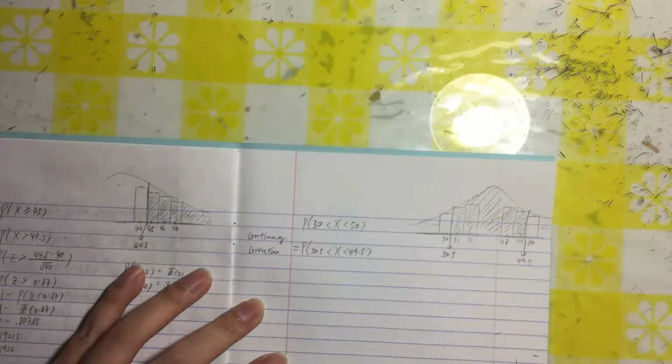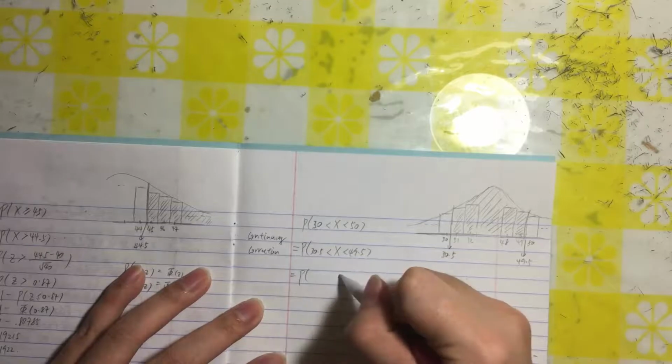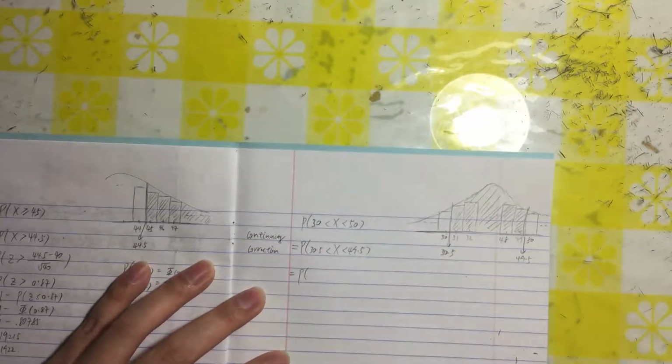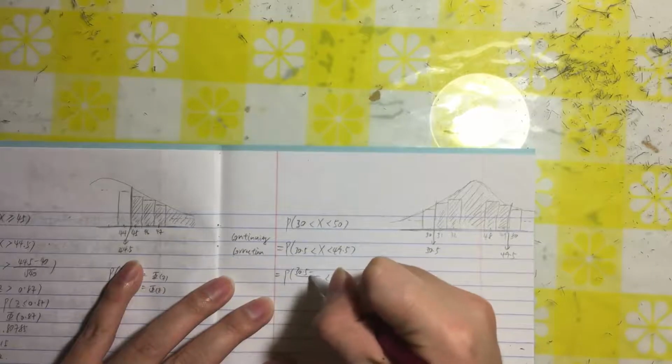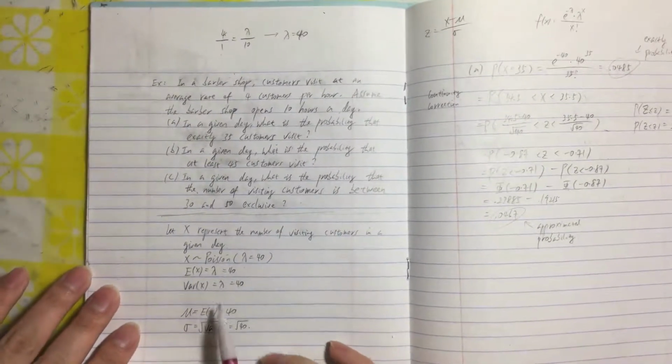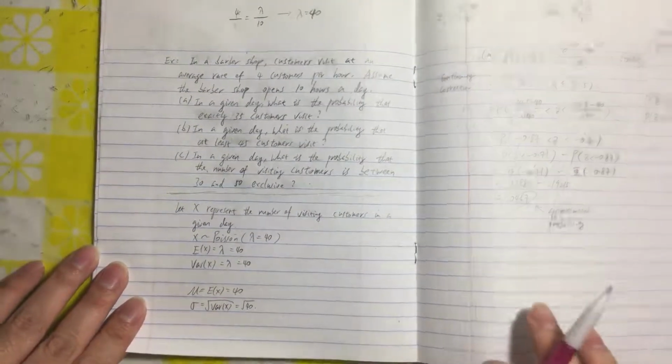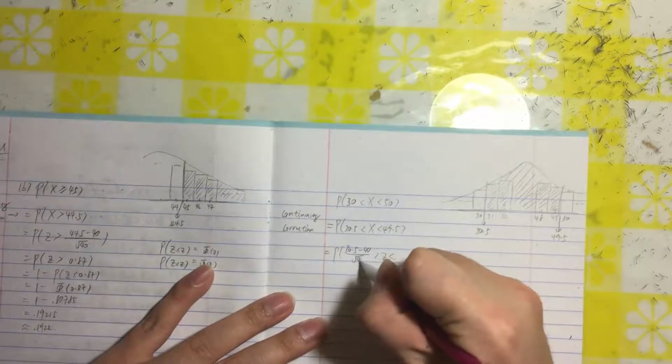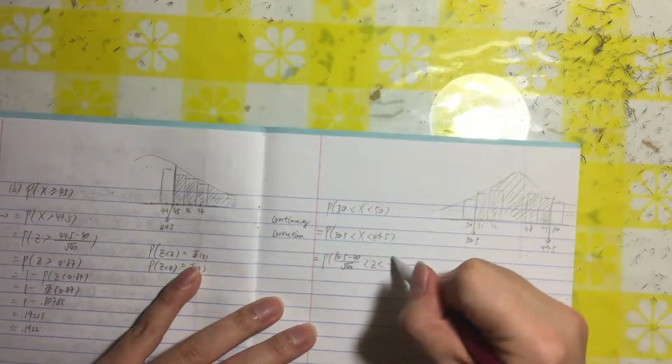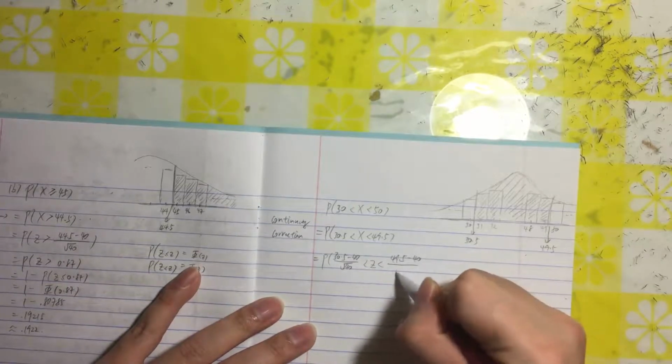Next, since lambda is sufficiently large, by the central limit theorem, X tends to a normal distribution. So we can convert X to the standard normal distribution, then find the probability using the table of the standard normal CDF. The formula for conversion is z equals x minus mu over sigma. So we get 30.5 minus mu over sigma. Here, mu is 40, sigma is radical 40. Do the same for 49.5: 49.5 minus mu over sigma, with sigma radical 40.